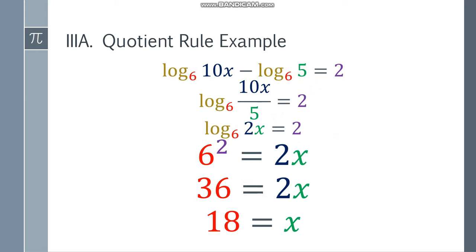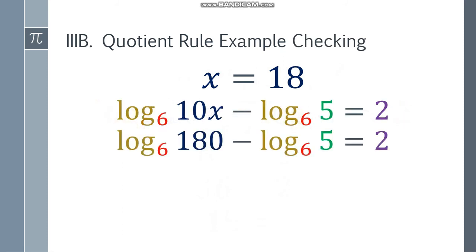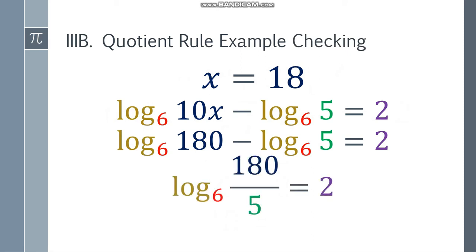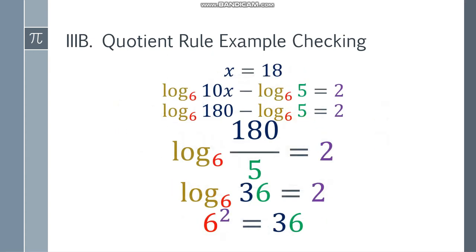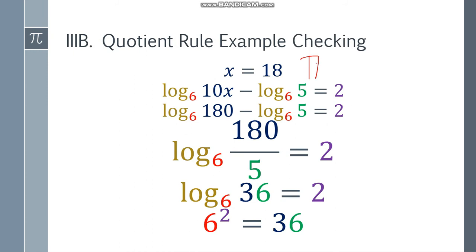Okay. Now, let's check. x is equal to 18. Let's substitute 18 here. So that will be 10 times 18, that will be 180. Now, what's the next step? We're going to use the quotient rule because we are subtracting logs. So 180 over 5, that will be 36. So exponential form, 6 squared is equal to 36. Yes, so this one is true.